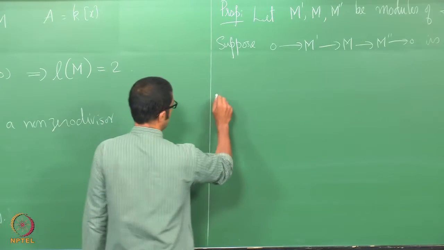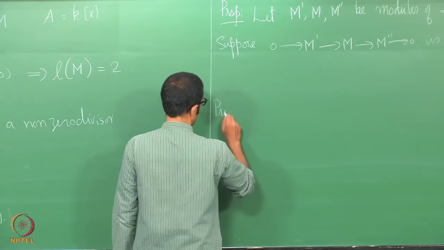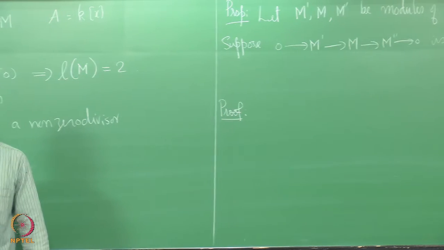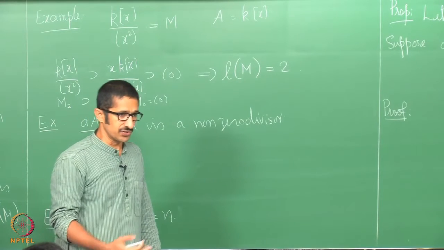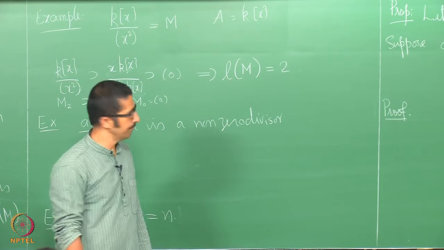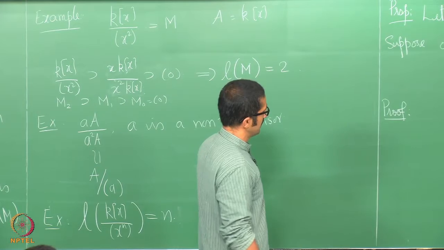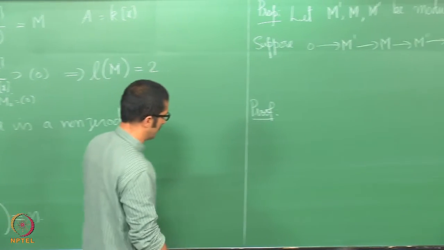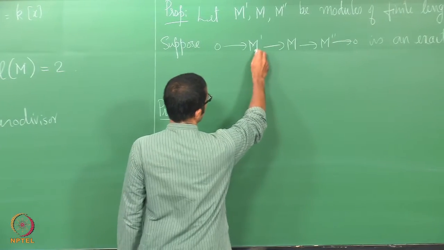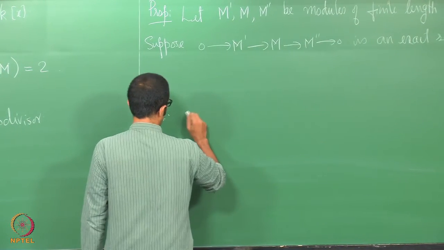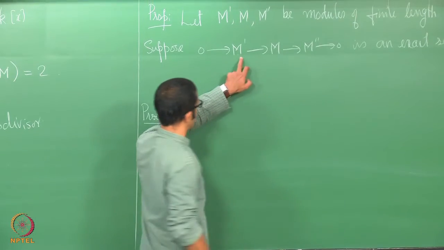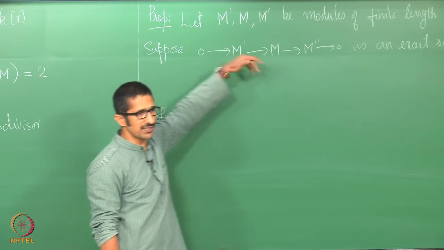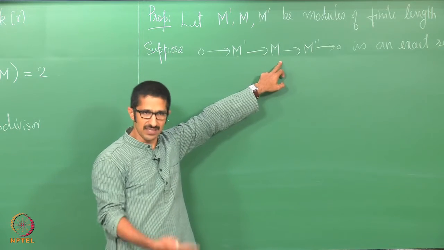Let us reserve the conclusion. Let us look at what we can say about lengths. Suppose I have M prime, which is isomorphic to a submodule of M. So I can as well assume that M prime is a submodule of M.